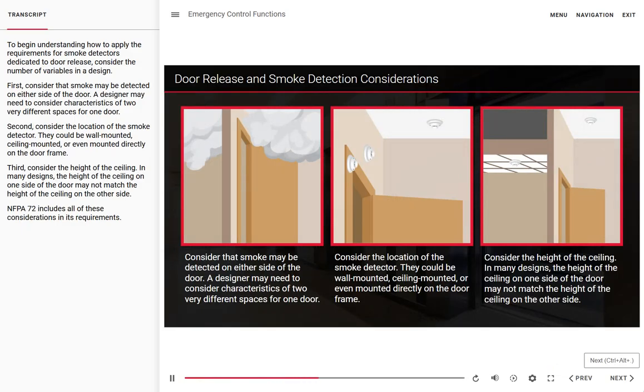Second, consider the location of the smoke detector. They could be wall-mounted, ceiling-mounted, or even mounted directly on the door frame. Third, consider the height of the ceiling. In many designs, the height of the ceiling on one side of the door may not match the height of the ceiling on the other side. NFPA 72 includes all of these considerations in its requirements.